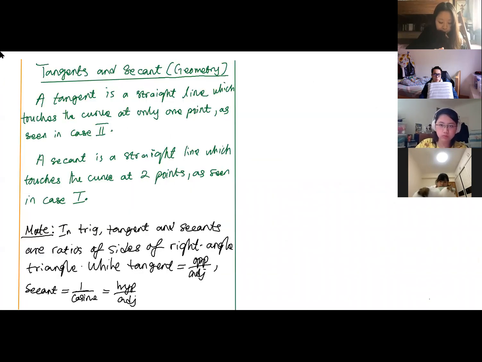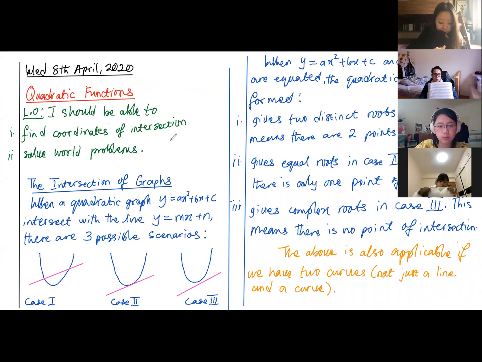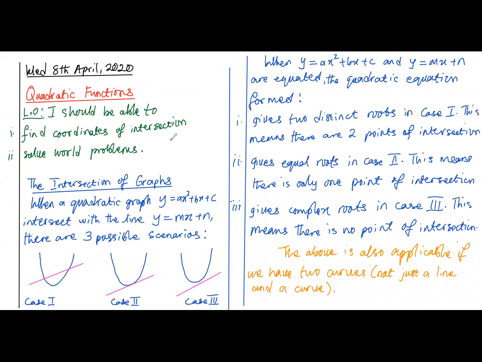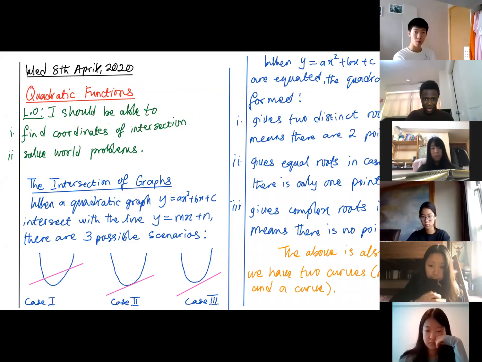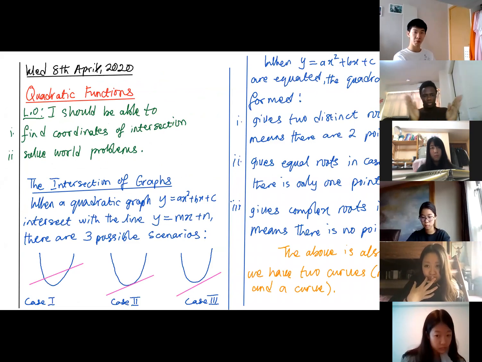Look at this. This says when this and this are equated, a quadratic equation is formed. The quadratic equation gives two distinct roots in case 1, which means you need to check the nature of roots. Does that make sense now? Check the nature of roots after you merge them and you form a quadratic equation. Just check the nature of the roots. Okay?